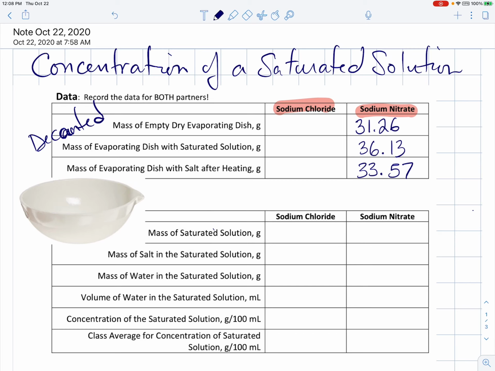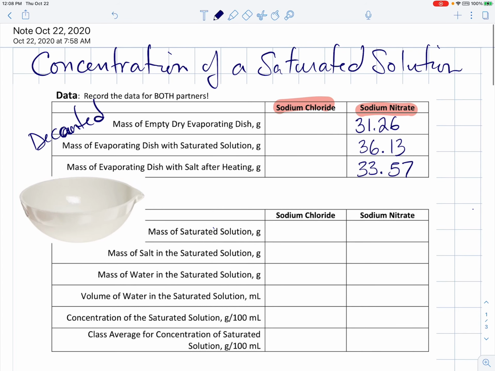Then we found the mass again. Now the mass went up. So why did the mass go up? Now it's 36.13 grams. It went up because there's a saturated solution added to the dish. So if we subtract the mass of the dish from the mass of the dish with the solution, the difference must be the mass of the solution that was added. So 36.13 take away 31.26 gives me the mass of the solution. So I get 4.87 grams.